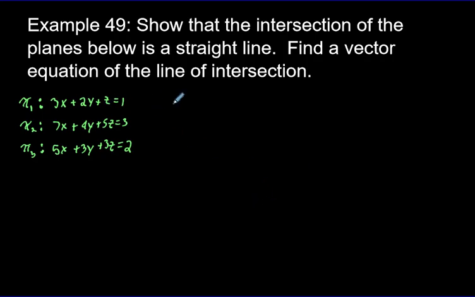Find a vector equation of the line of intersection. If I look at these two equations, I can eliminate any one I want, but it looks like the y's are going to be the easiest. So the first thing I'm going to do is take this top equation and multiply it by -2 to get the bottom equation.